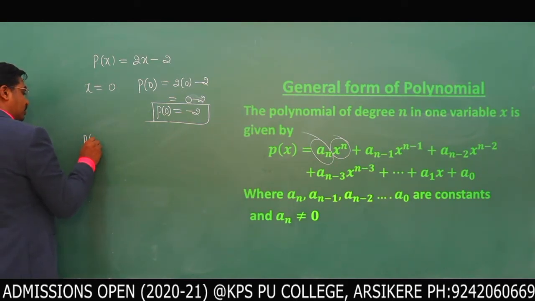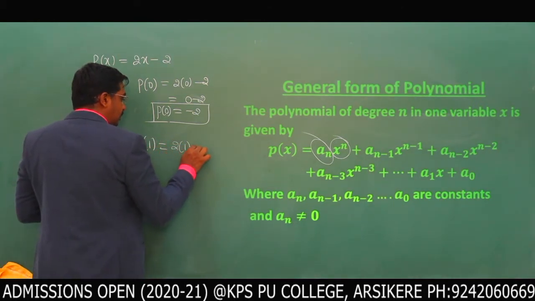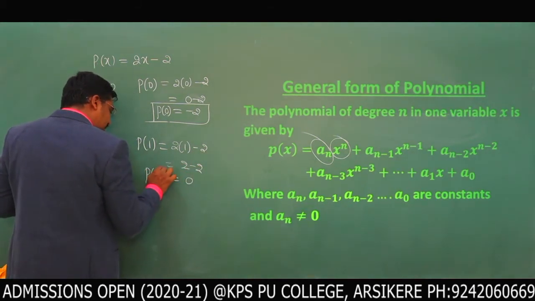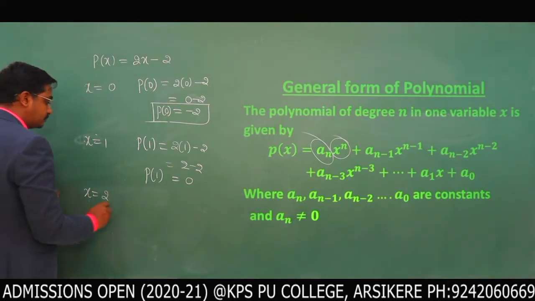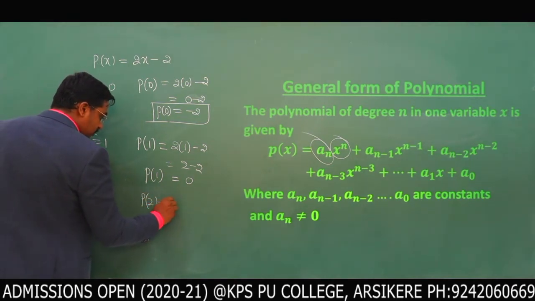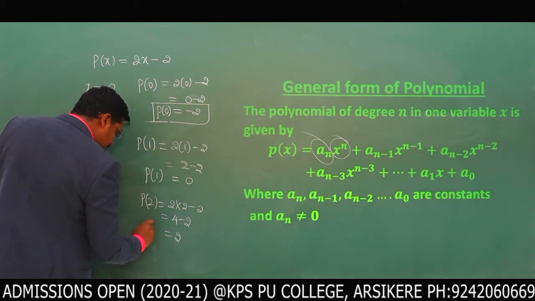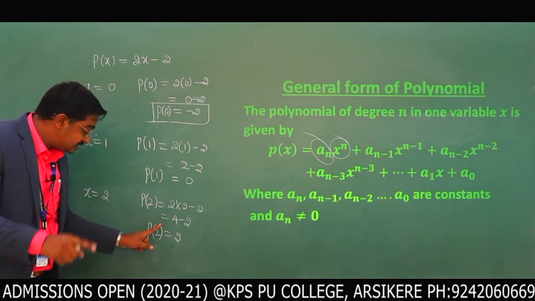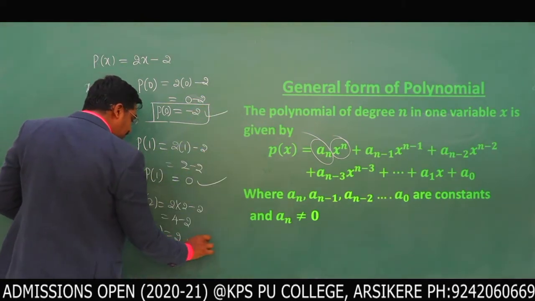So take p of 1. That is, replace x by 1. p of 1 is equal to 2 into 1 minus 2. That becomes 2 minus 2. The value becomes here 0. So p of 1 is equal to 0. Observe here. I will take x is equal to 2. So p of 2 is equal to 2 into 2 minus 2. That becomes 4 minus 2. The value is here 2. What is the 2 here? 2 is the value of the polynomial at x is equal to 2. Just observe here: here we have minus 2, here we have 0, and here we have 2.